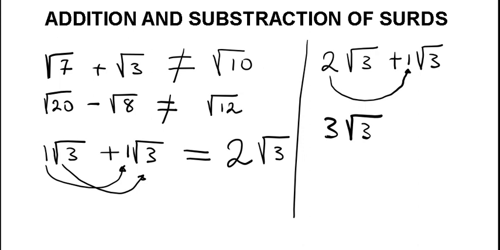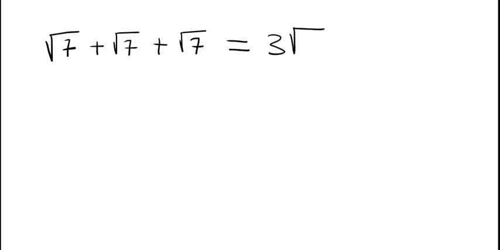Okay, let's go ahead and check out this. If we have root 7 plus root 7 plus root 7, this is going to give us 3 root 7. Why? Because we have 1 here, we have 1 here, we have 1 here. So 1 plus 1 is 2, 2 plus 1 is 3. We have it as 3 root 7.